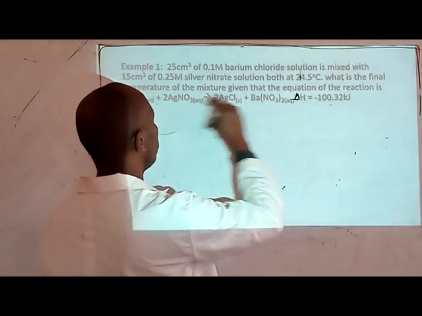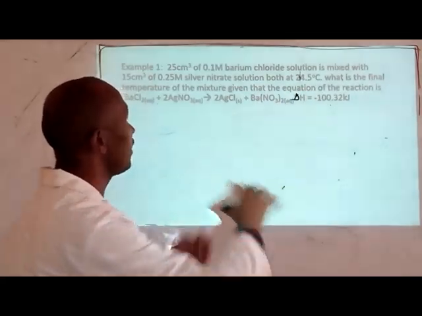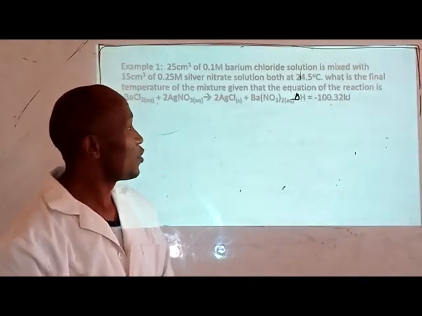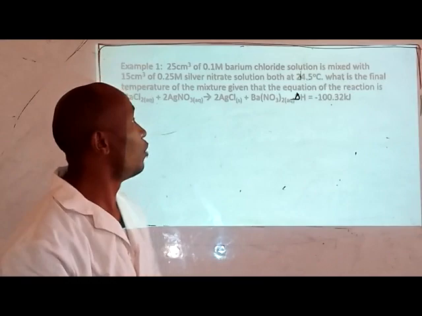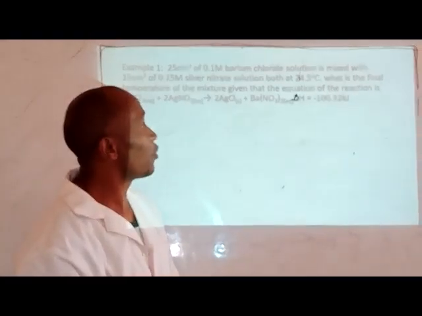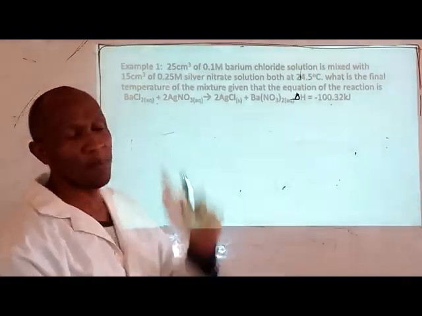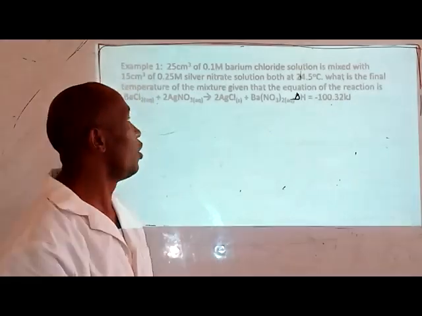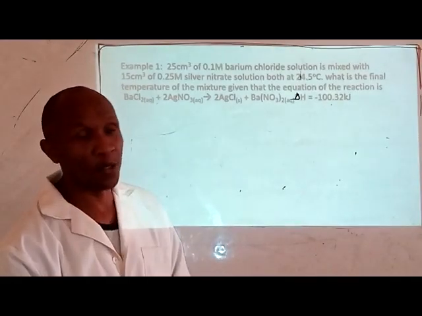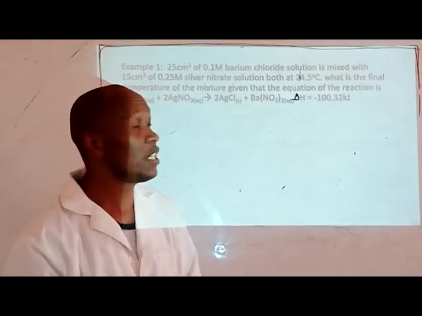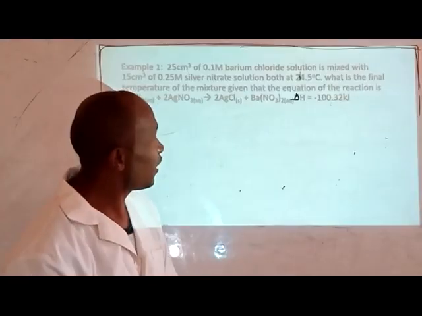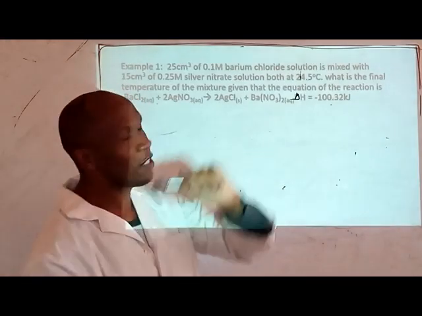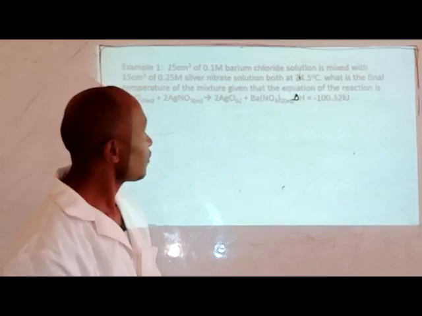So you are given all that data. Please read through and try. So let me read it with us. 25 cubic centimeters of 0.1 mole barium chloride solution is mixed with 15 cubic centimeters of 0.25 mole silver nitrate solution. Of course, the two are going to react to form the insoluble silver chloride. Both of them are at 24.5 degrees Celsius. What is the final temperature of the mixture?